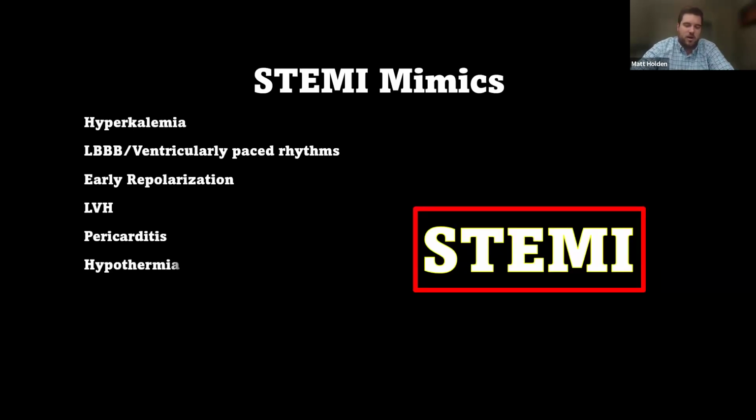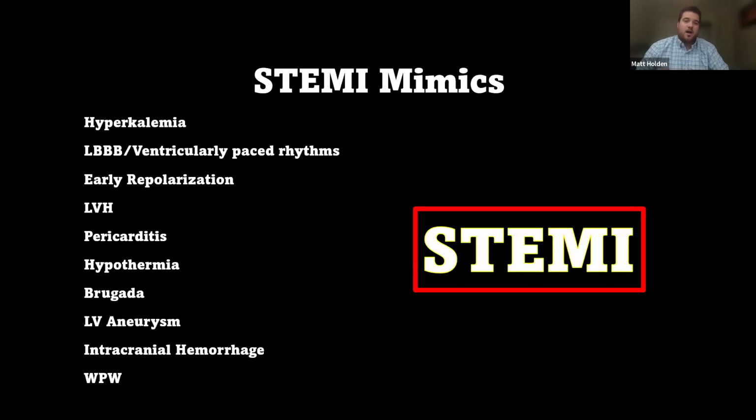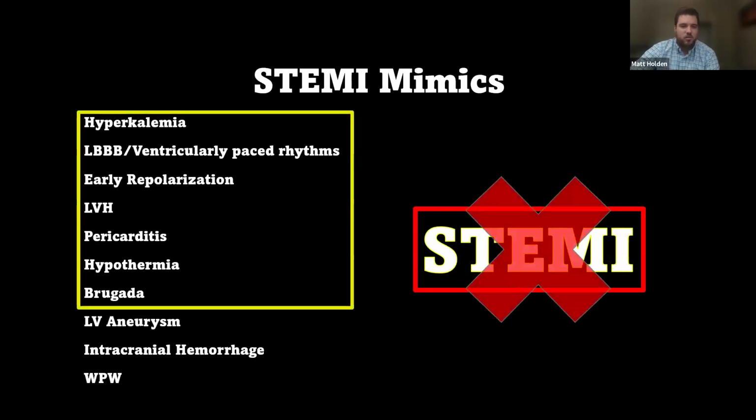We're going to obviously talk about hyperkalemia. That's one of the greatest imitators out there. It's also one of my most favorite things to see. You also have left bundle branch block morphologies or V-pace rhythms. You have early repol, LVH, pericarditis, hypothermia, low Brugada, and those are going to be the ones that we're going to talk about. And I will say at the very end, I will give a little bit of Wolff-Parkinson-White because a couple people requested to know a little bit more about that.